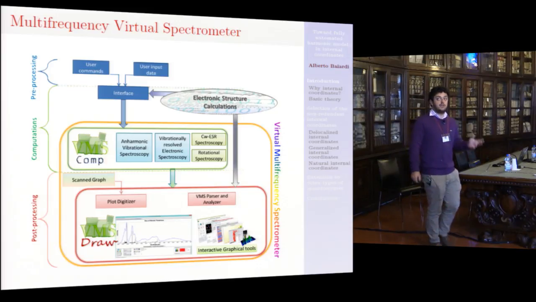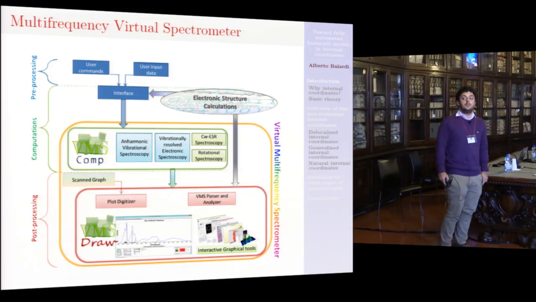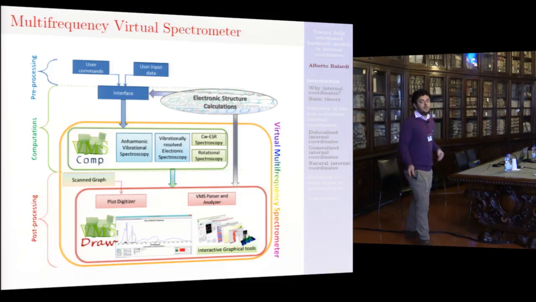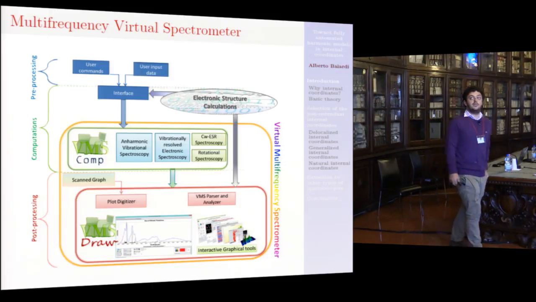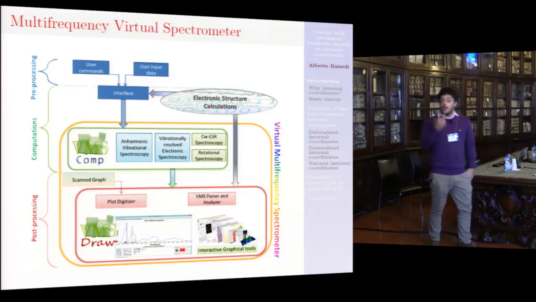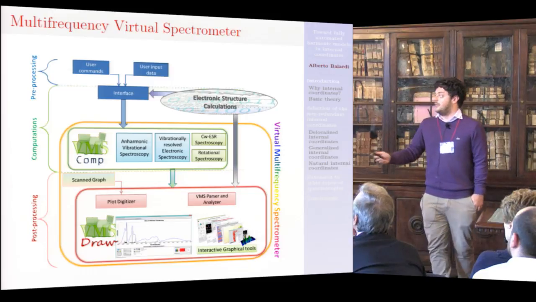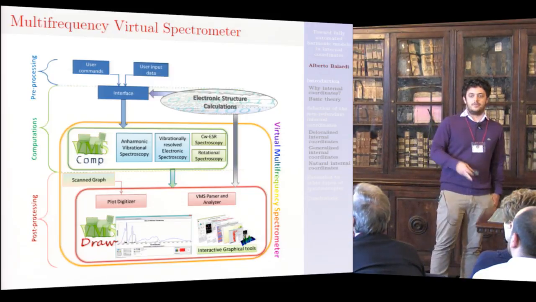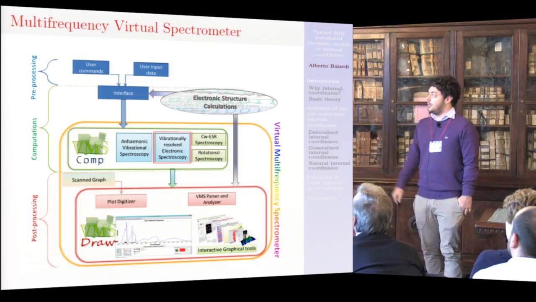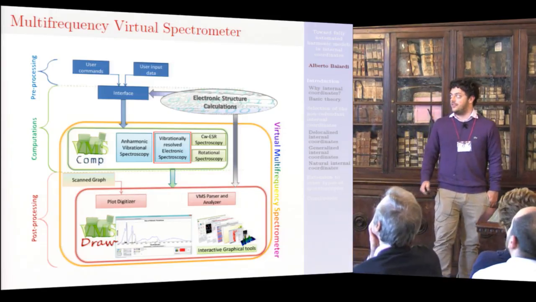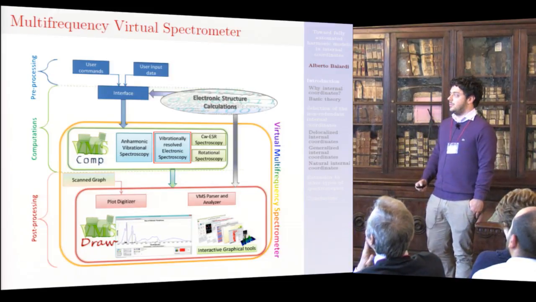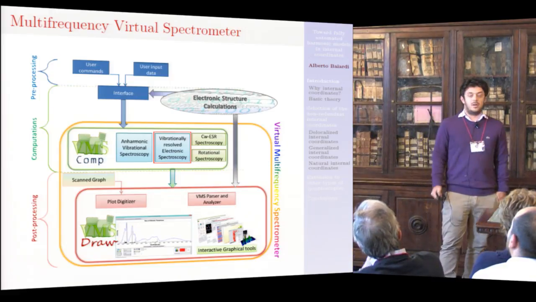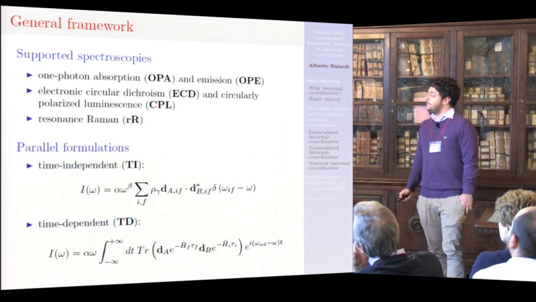This work is a part of a bigger project which we call the multi-frequency virtual spectrometer, which is the build of a theoretical analogue of the usual spectrometer used in the labs. We are developing a lot of modules, for example, vibrational spectroscopy, rotational spectroscopy, but today I will focus on the module devoted to vibrationally resolved electronic spectroscopy. So electronic spectroscopy in which we can see the vibrational substructure of the spectrum.